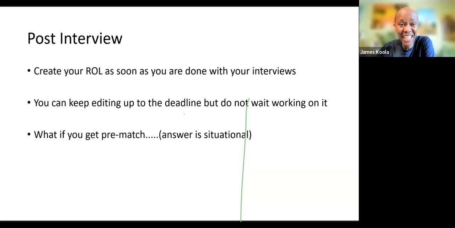I'll just continue. Create a ranking order list as soon as you are done with your interviews. You can keep editing up to the deadline, but do not wait to work on it. Once you finish your interviews, between submitting the rank order list, what I do is I just submit it. You can still continue editing it and then resubmit, but always keep it submitted.